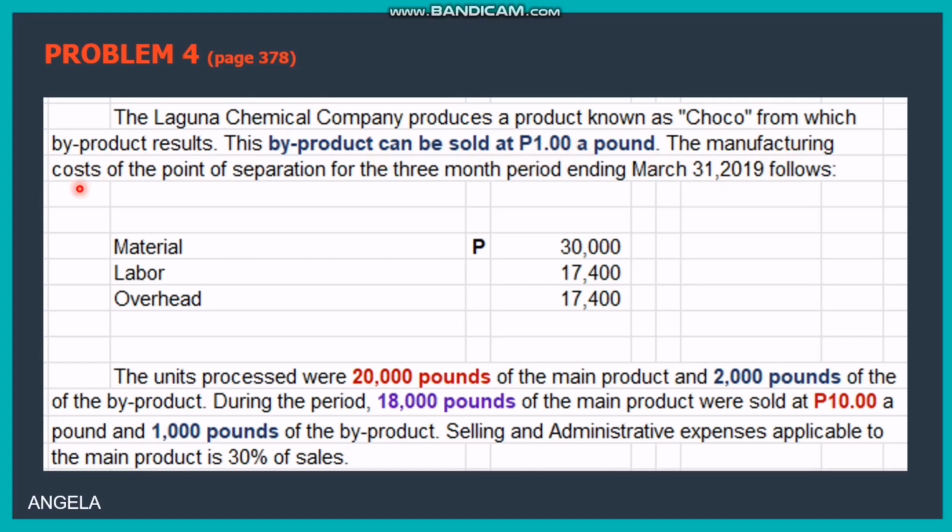The manufacturing costs at the point of separation for the 3-month period ending March 31, 2019 follow. Material of 30,000 pesos, labor and overhead of 17,400 pesos. The units produced or processed were 20,000 pounds of the main product and 2,000 pounds of the byproduct. During the period, 18,000 pounds of the main product were sold at 10 pesos a pound and 1,000 pounds of the byproduct. Selling and administrative expenses applicable to the main product is 30% of sales.